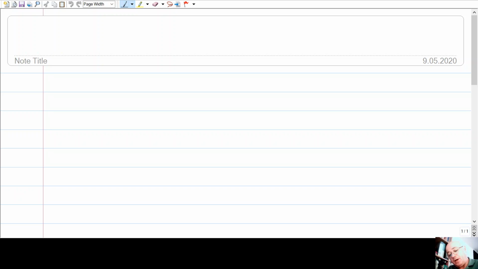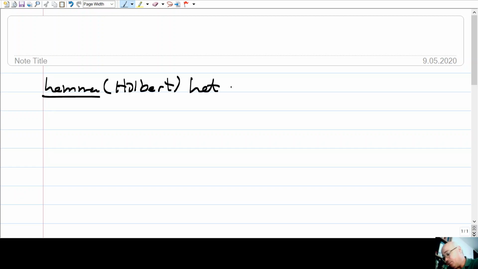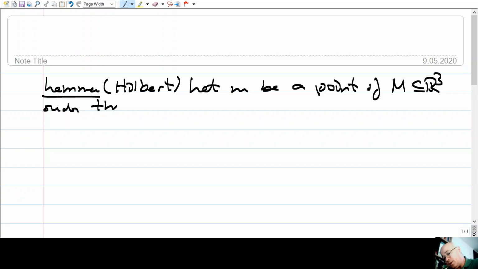I'll start by reminding you the lemma proved by Hilbert. We stated and proved this last time, but since we will make use of it, I'll just restate it and remind you. So let M be a point of a surface M in R3 such that the following conditions hold.